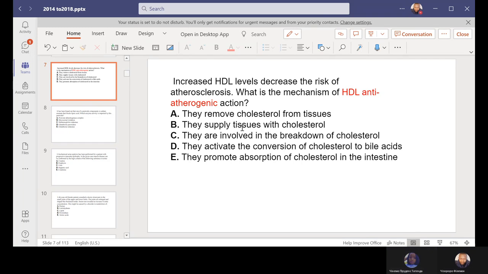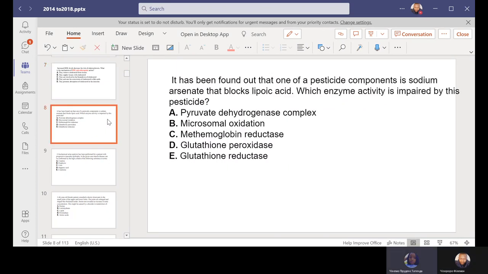Maybe at the end of this presentation, there is another lipoprotein which I will tell you, very low density lipoprotein. But for now, just know HDL and LDL. LDL, bad cholesterol.